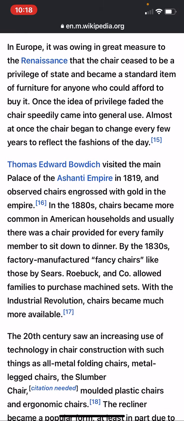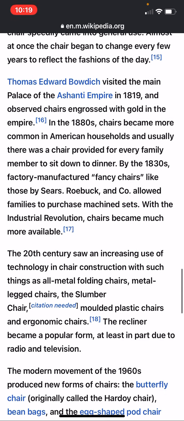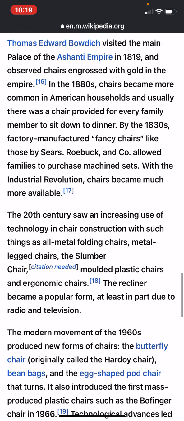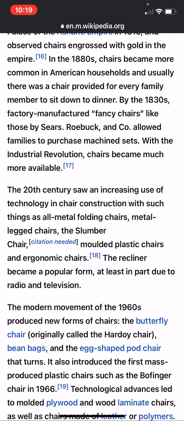In Europe, it was owing in great measure to the Renaissance that the chair ceased to be a privilege of state and became a standard item of furniture for anyone who could afford to buy it. Once the idea of privilege faded from the chair, it speedily came into general use. Almost at once, the chair began to change every few years to reflect the fashions of the day. Thomas Edward Bowdich visited the main palace of the Ashanti Empire in 1819 and observed chairs embossed with gold in the empire. In the 1800s, chairs became more common in American households, and usually there was a chair provided for every family member to sit down to dinner.